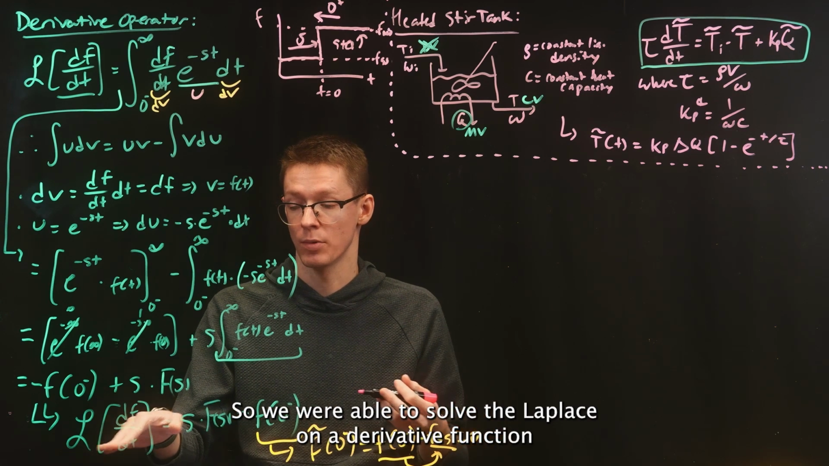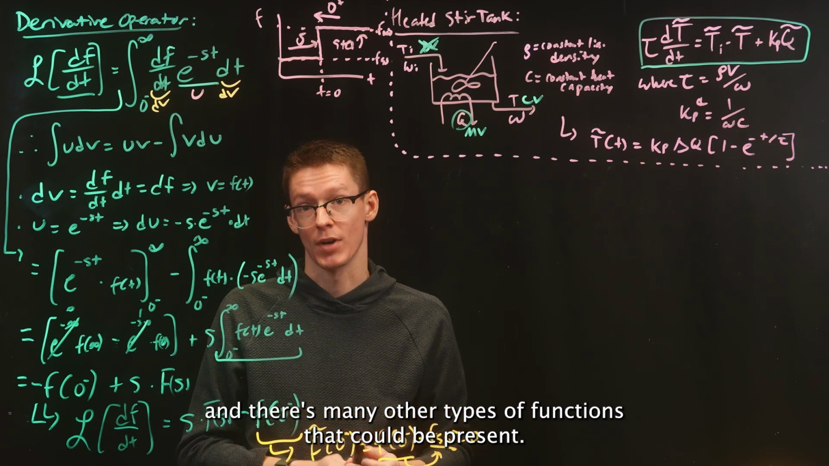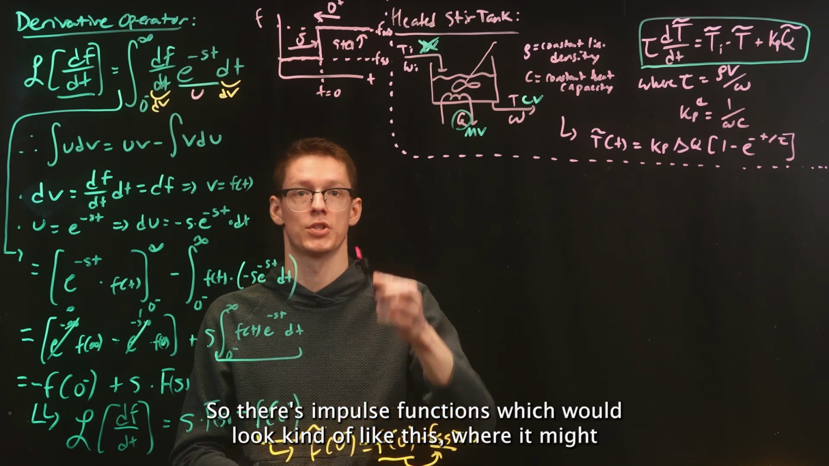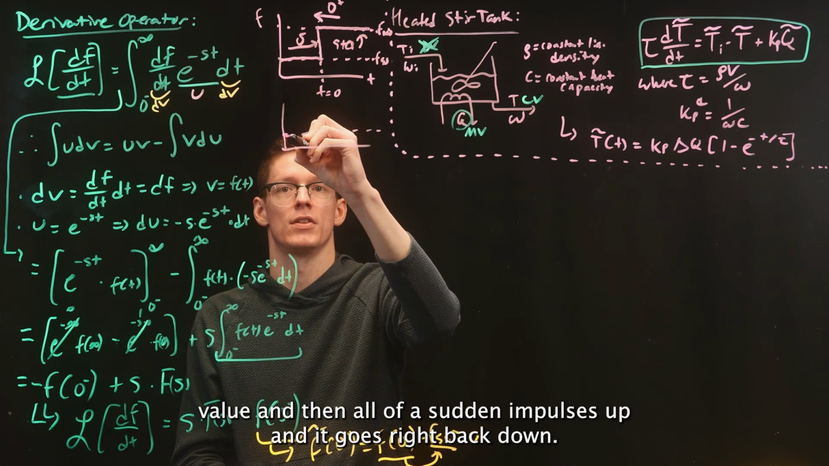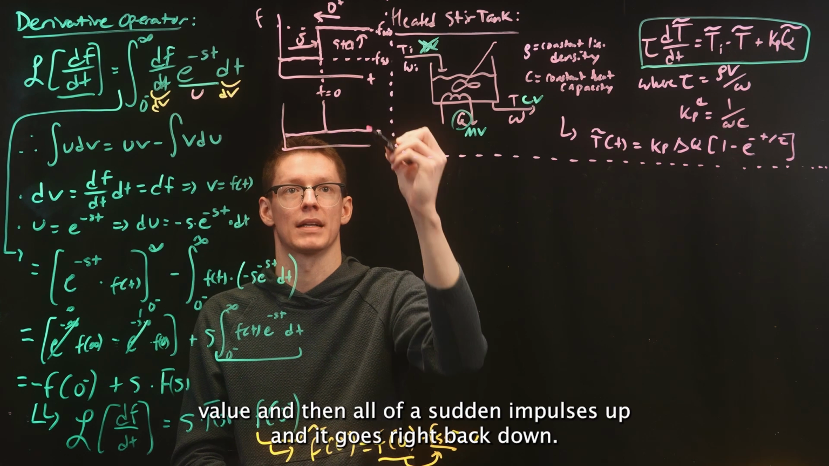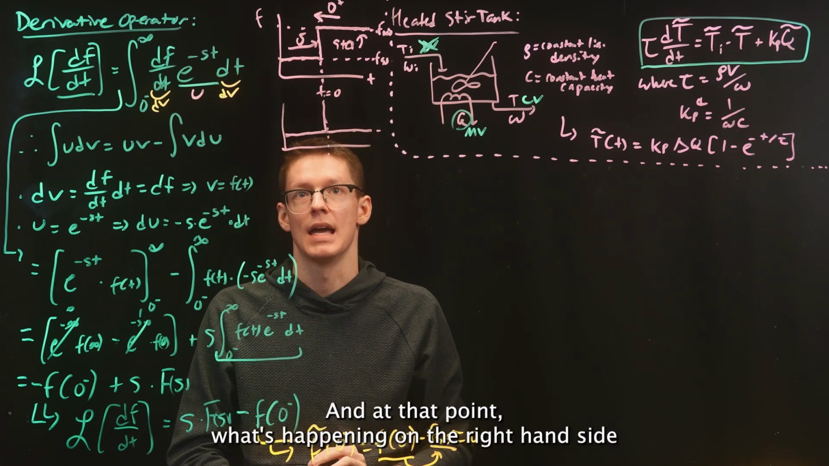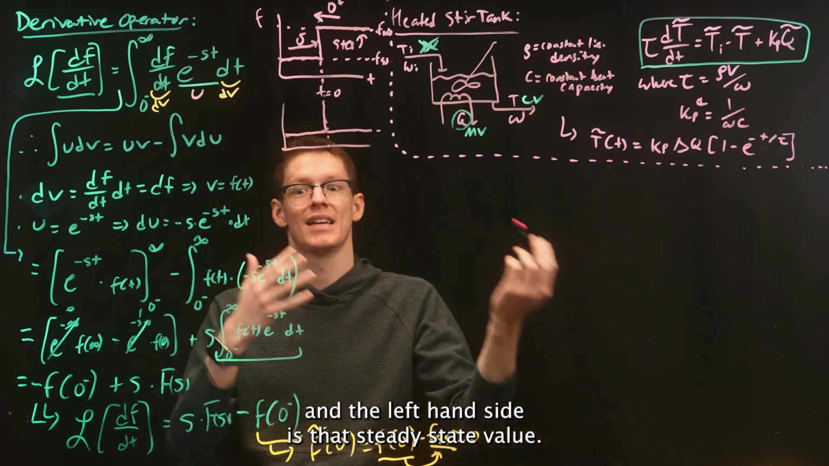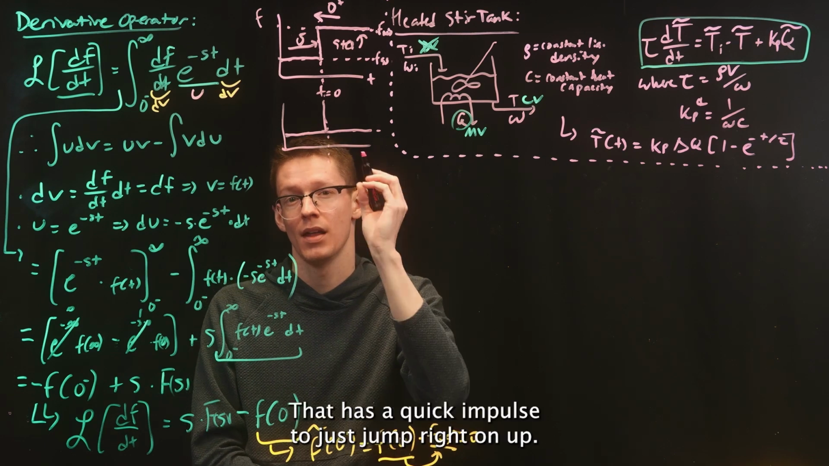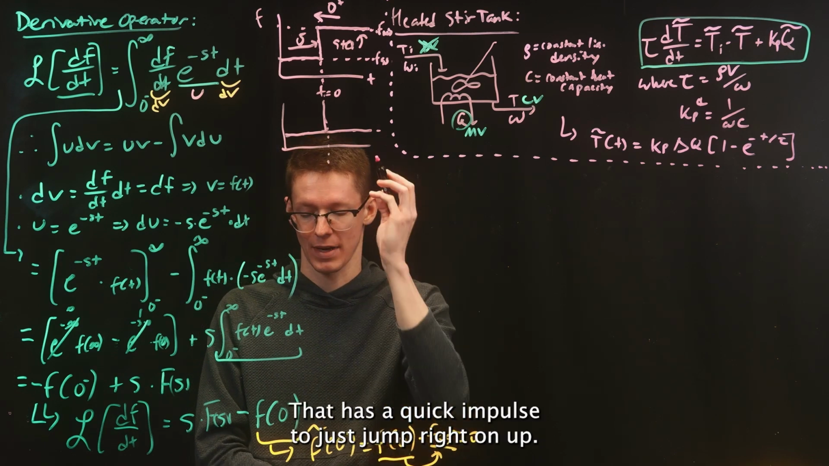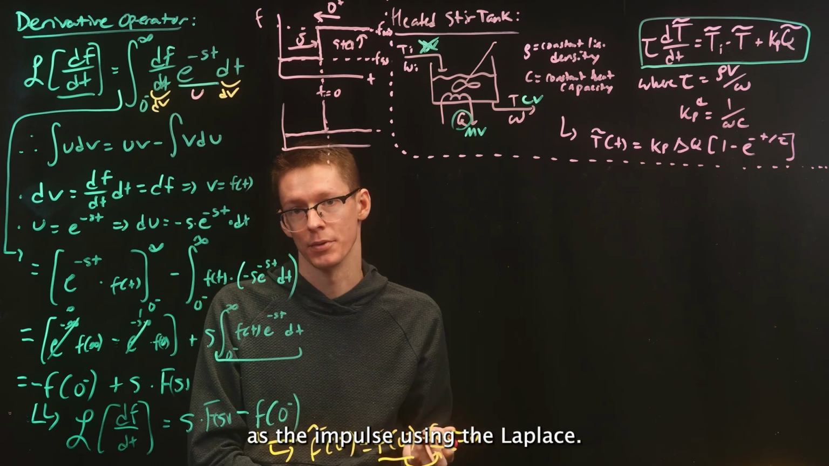So we were able to solve the Laplace on a derivative function, and there are many other types of functions that could be present. So there are impulse functions, which would look kind of like this, where it might be at this steady state value, and then all of a sudden it impulses up and goes right back down. So there's just a singular moment when it actually goes up. And at that point, what's happening on the right-hand side and the left-hand side is that steady state value. But at exactly t equals 0, there is a quick impulse to just jump right on up. And we can also start to describe those types of functions, the impulse, using Laplace.